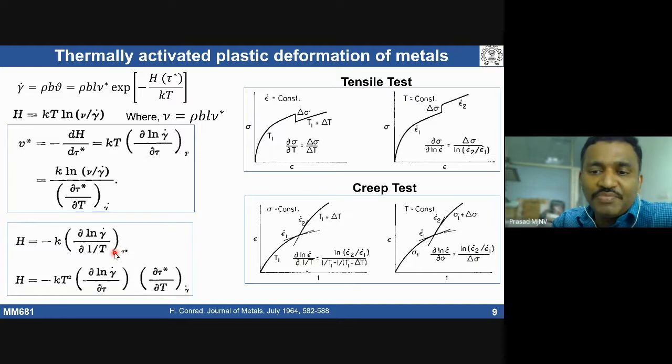Okay, is it clear about this activation volume? Are there any doubts? I think all of you are busy with something else, it seems.